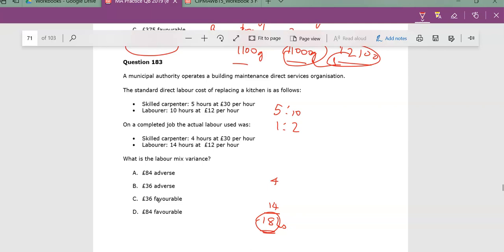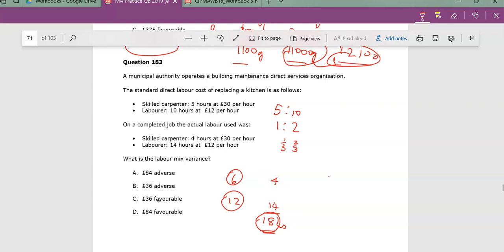So in this mix, how should you have spent those 18 hours? Well, with 18 hours, you should have spent, well, 1 to 2 is 1 over 3 and 2 over 3, right? So therefore, this would be 1 over 3 times 18 is 6, and this would be 12. So you should have used 6 hours of skilled and 12 hours of labor.